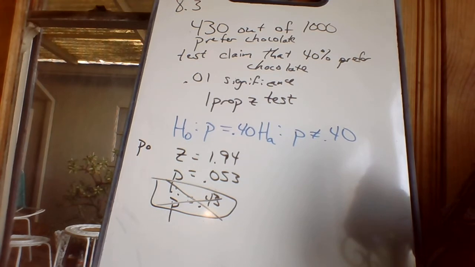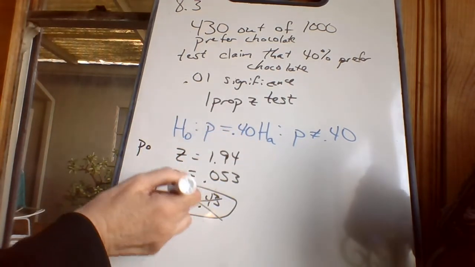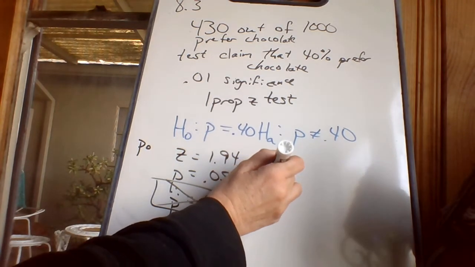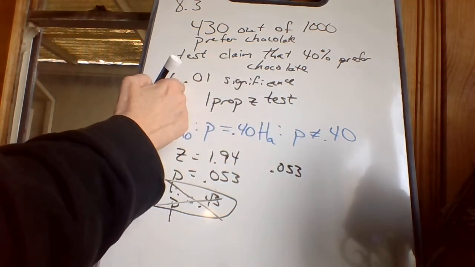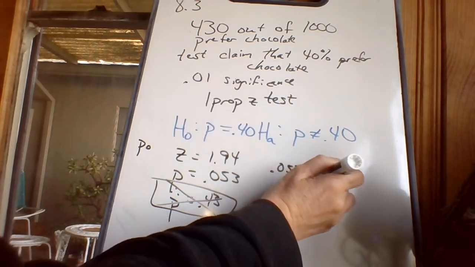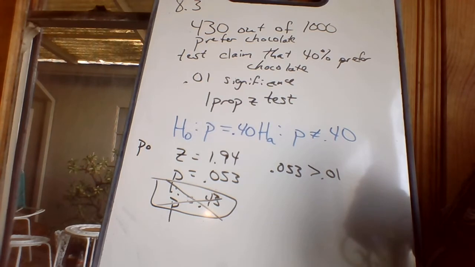Now I'm ready to move on to reach conclusion, which I do by myself without the calculator. I take my p-value, 0.053, and I compare it to the significance. Sometimes they give you significance. If they don't, it's 5%. I've compared it to that significance right there, and it's better than that significance.